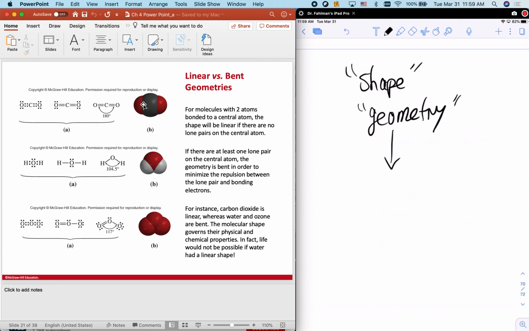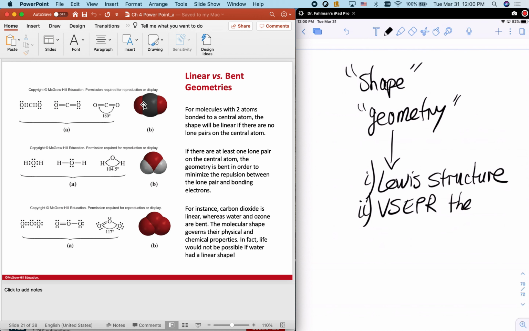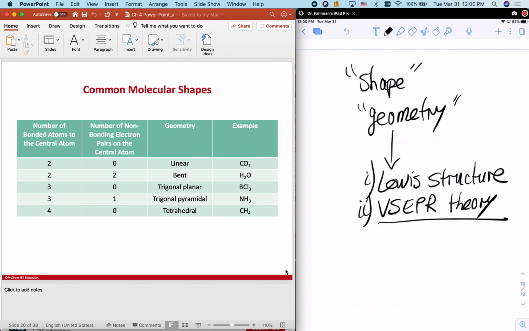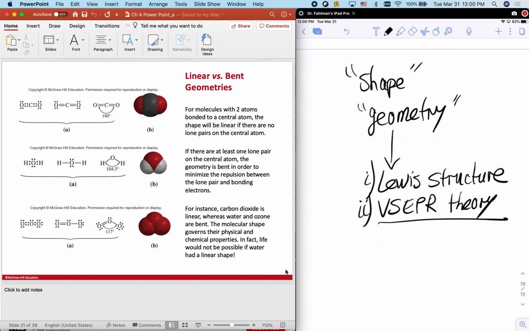And so on an exam, when I am asking for the shape or geometry of a molecule, what that means is that you first have to draw its Lewis structure and then use this valence shell electron pair repulsion theory to figure out which one of these 5 geometries it will be. And the shape, as we talked about last day, is really governed by how many electron pairs you have around the central atom.